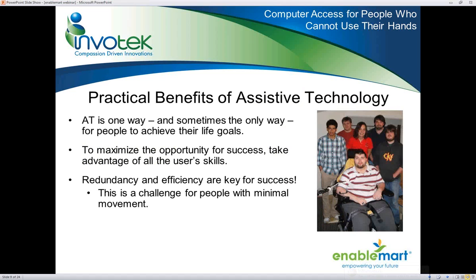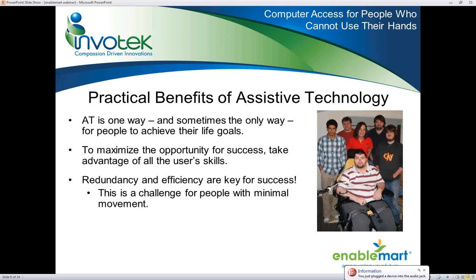So when we look at the practical benefits of assistive technology, what ends up happening is that assistive technology is often the only way for people to be able to actually achieve their life goals. They need that to have that possibility.